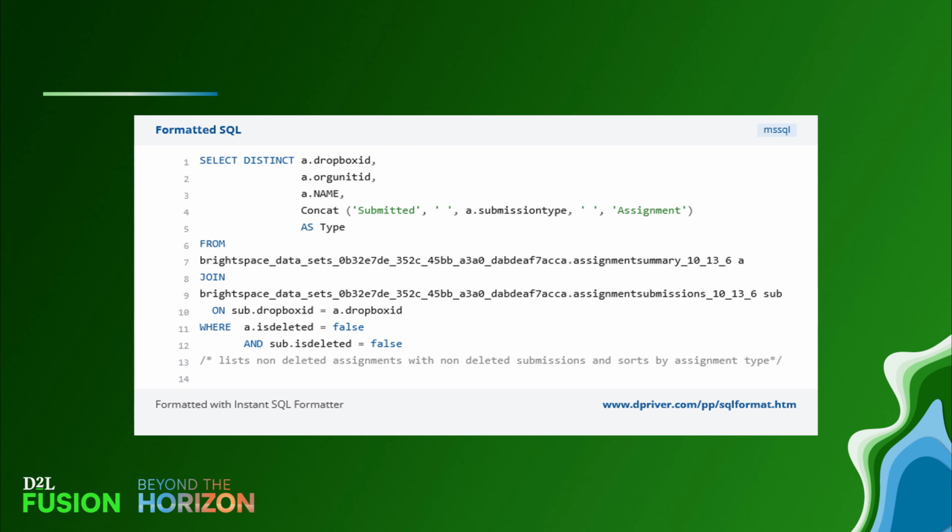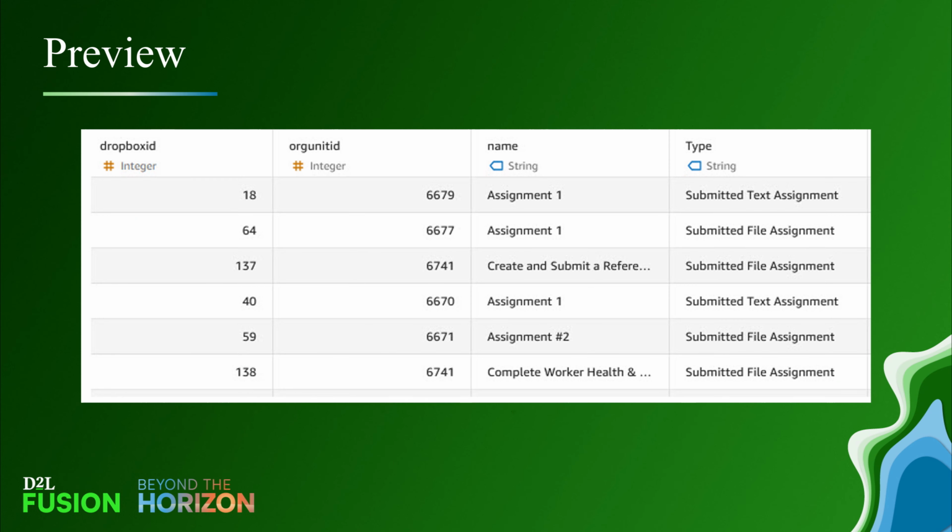This SQL snippet aggregates assignments that are non-deleted and have non-deleted submissions. This also breaks the count down into various assignment types, such as in-person, on-paper, and etc. And this is the result of that SQL snippet.